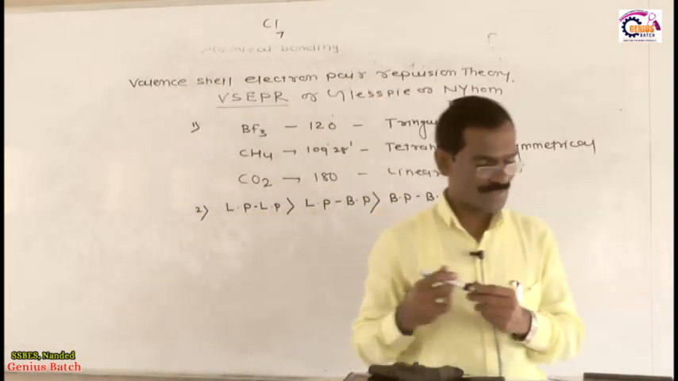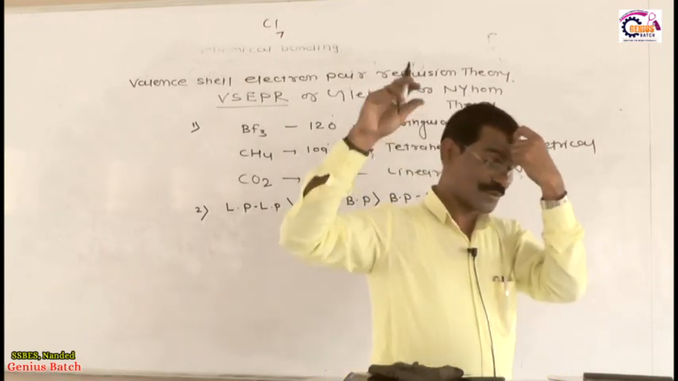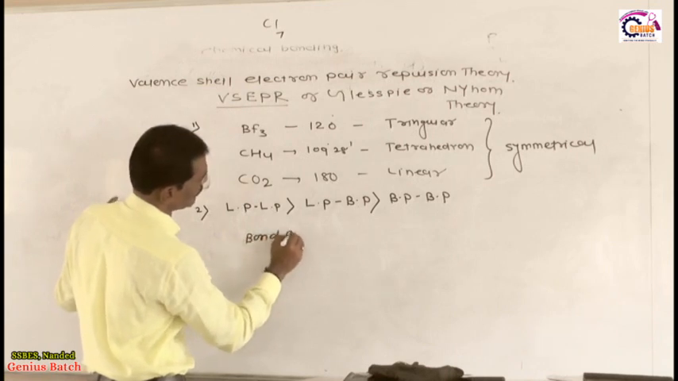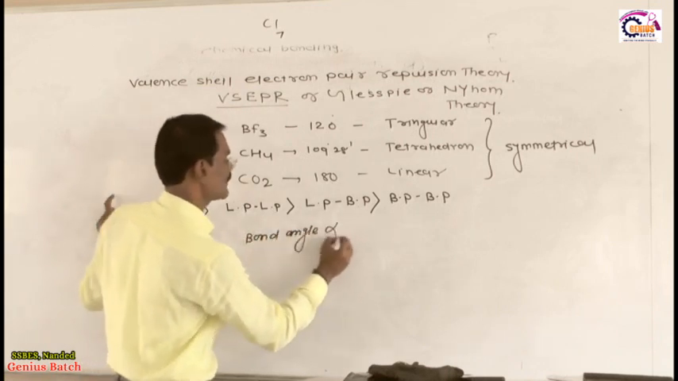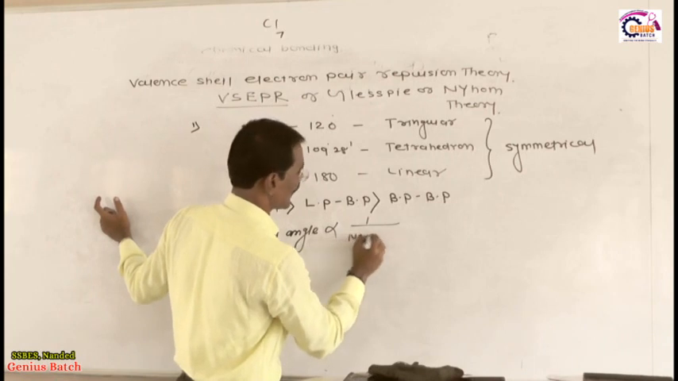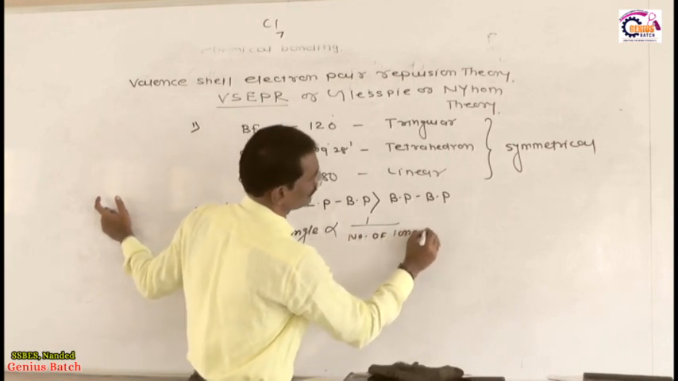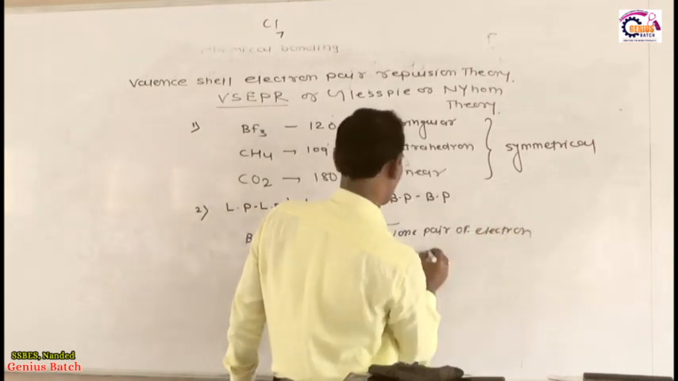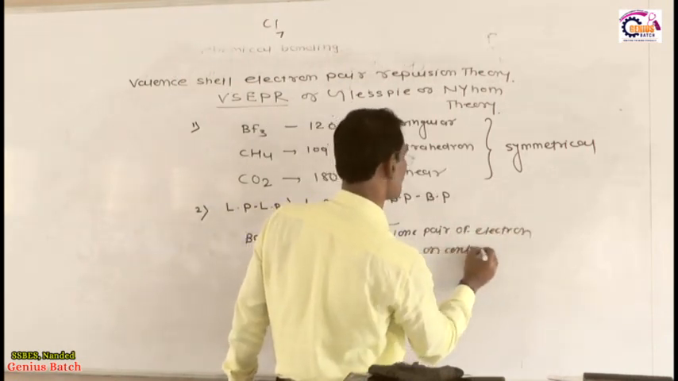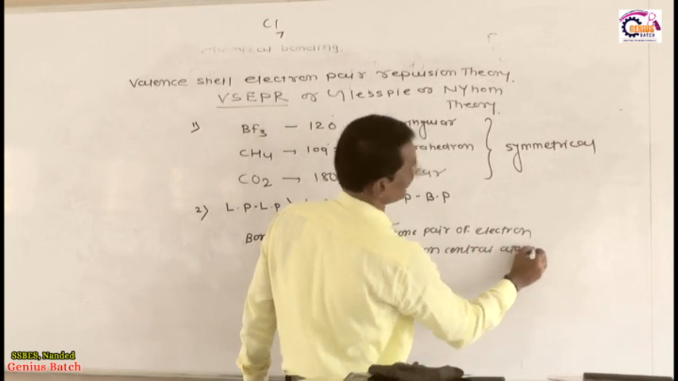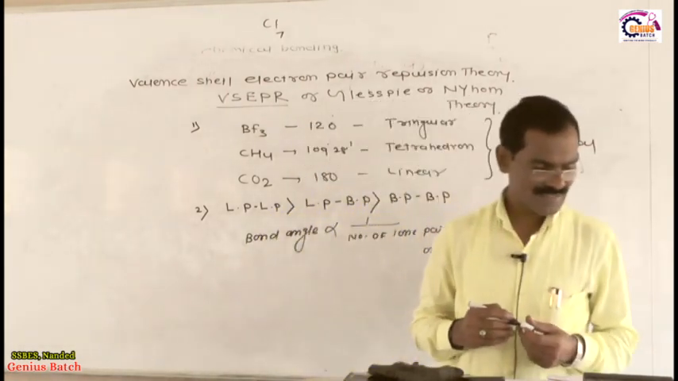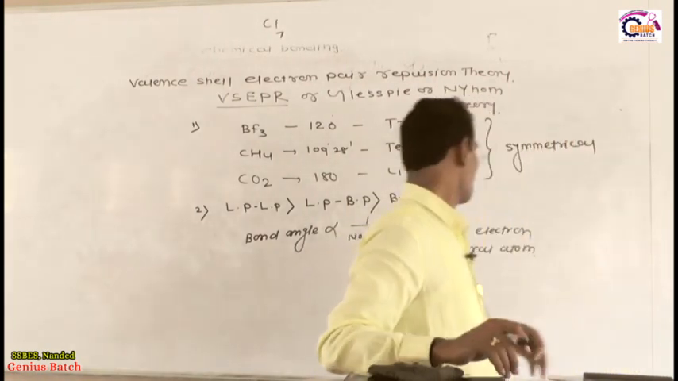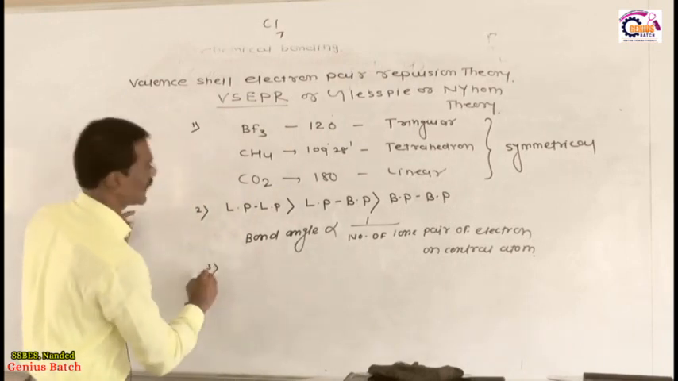The molecule never becomes symmetrical, and that also reduces the bond angle. Therefore in short we say bond angle is inversely proportional to the number of lone pairs of electrons on the central atom. Bond angle is inversely proportional to what? The number of lone pairs of electrons on the central atom. So this is a very important concept. I will give you one example: by increasing the lone pair, the bond angle will be reduced.